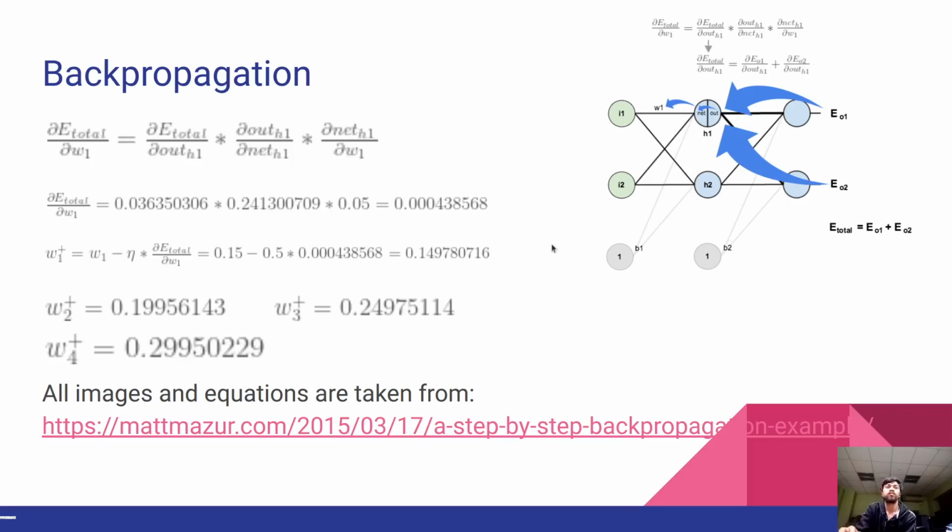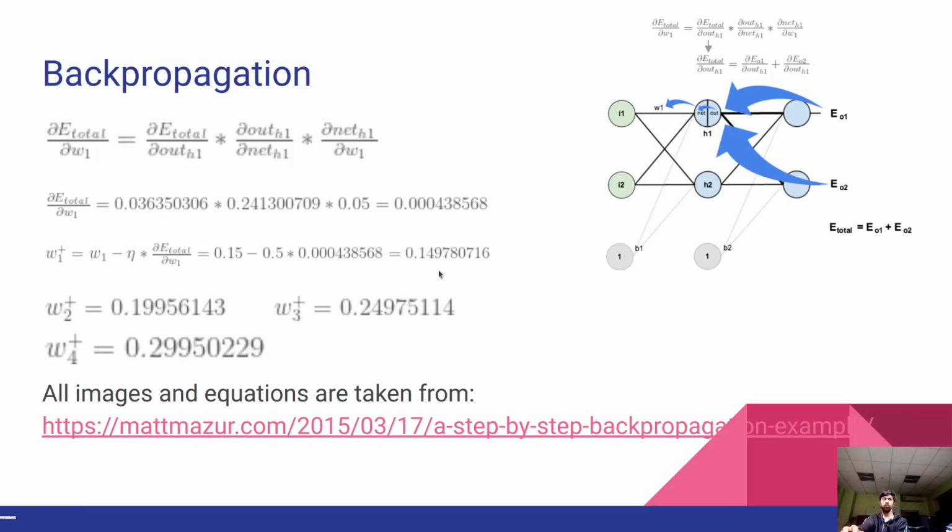So if we calculate by this method, then we can calculate the updated weights. So at first we are calculating the updated weights for this one, then we are calculating the updated weights for this one. So all of the weights are updated. So whenever we are giving a new example in the next step, we will use these new weights.